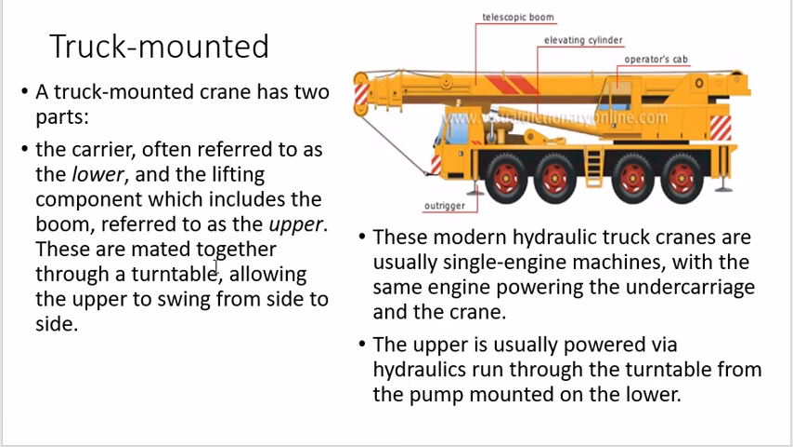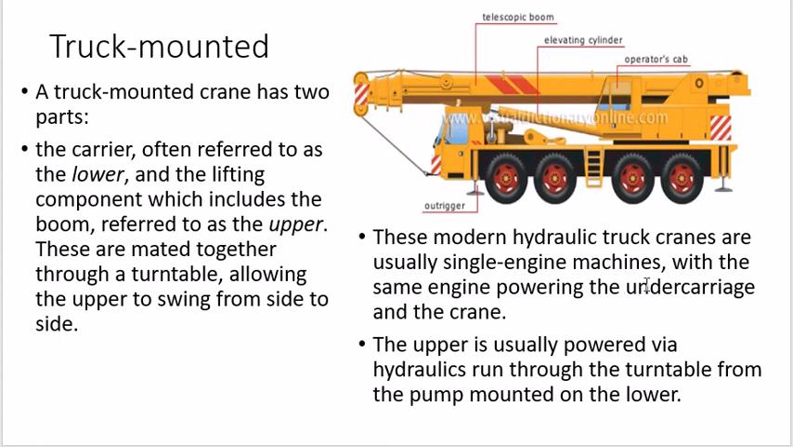Then they are mated together through a turntable. What is a turntable? The turntable is the place where your lower part and upper part are connected, so that your lift can rotate clockwise or anti-clockwise on this turntable. Modern hydraulic truck cranes are usually single engine machines. What are single engine machines? Those machines in which the horizontal movement of the truck as well as the vertical movement of your crane is given by a single engine.